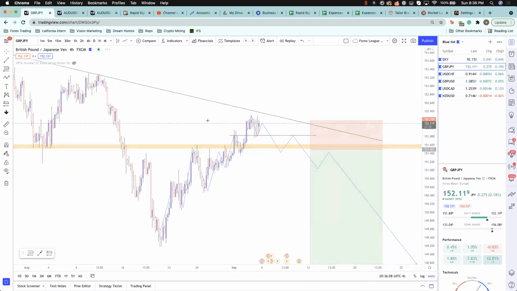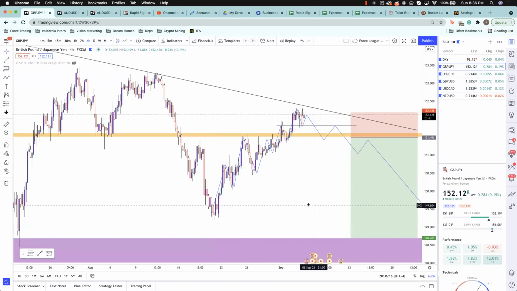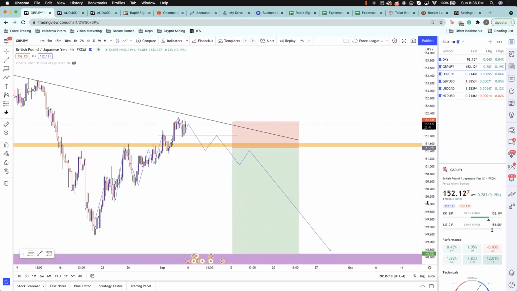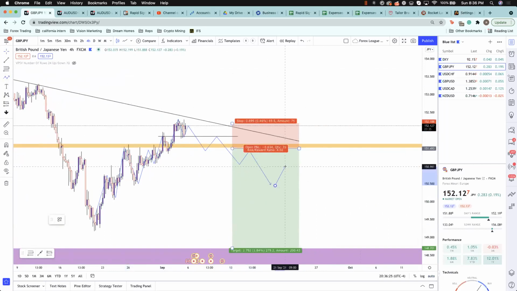And remember, up on the weekly, we have the weekly level all the way down here. It's about 280 pips away. So this would be a true swing trade. And of course, it wouldn't just go right down to this area. We probably would see something along the lines of this.